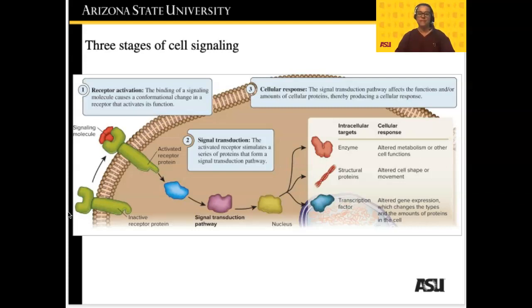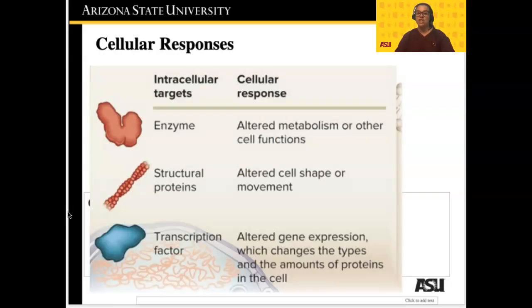The target proteins generally respond in three ways. One mechanism is by adjusting enzymatic activity. When we need energy, hormones signal to break down carbs and make ATP.